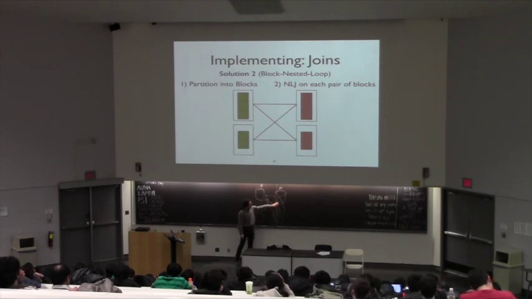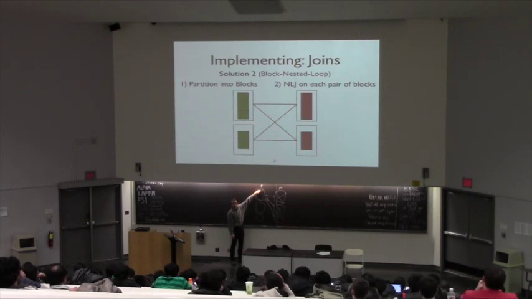But after one full scan of B, now I've computed the join against this entire chunk of A, rather than just one tuple of A. When I move on to the next block of A, yes, I do need to seek back to the beginning of B.